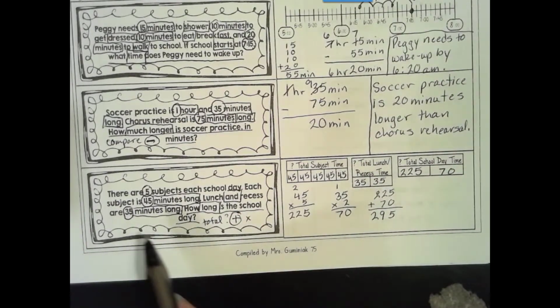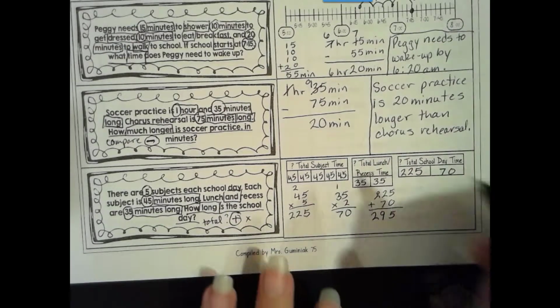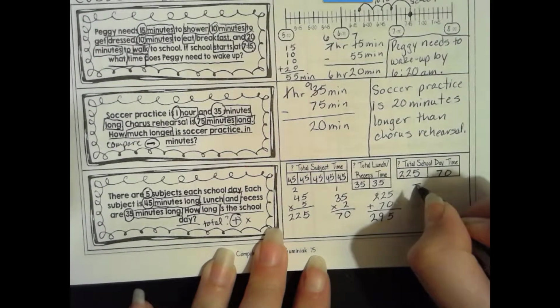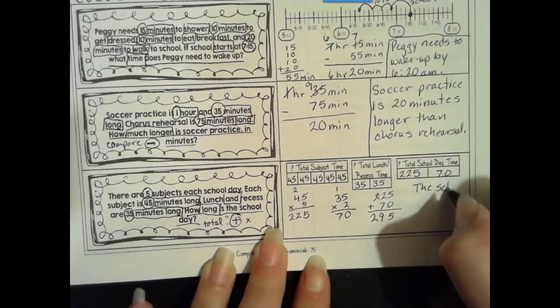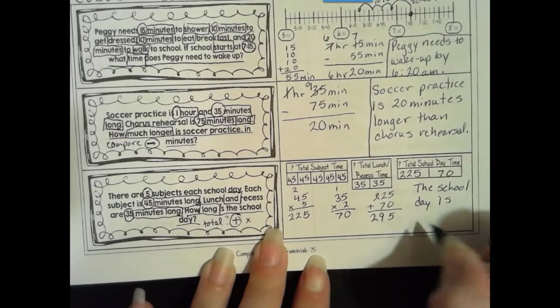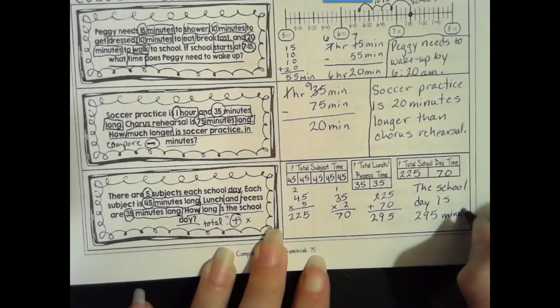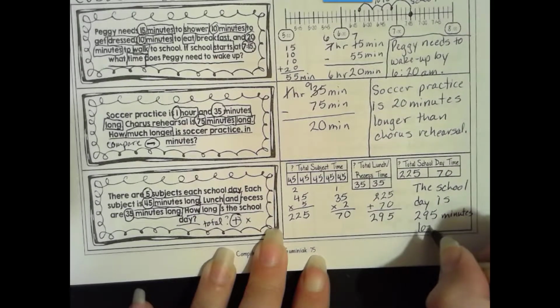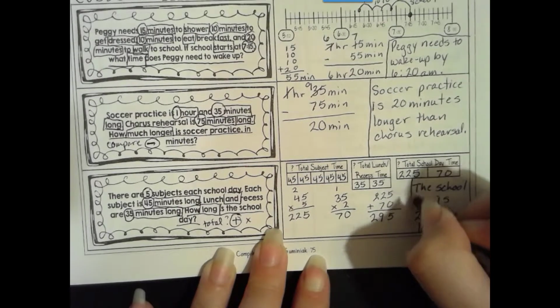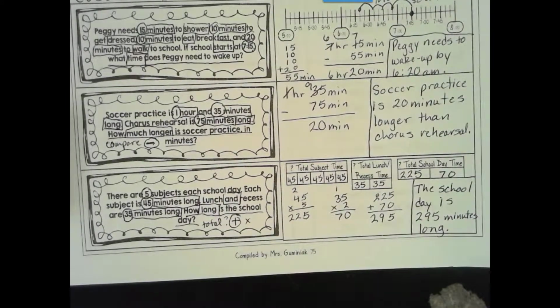And this says, how long is a school day? Does it say to convert it to hours and minutes? It doesn't, so we could just keep it in minutes. The school day is 295 minutes long. Now, if that doesn't really mean much to you because you don't think in that large of minutes, you can convert it to hours and minutes.